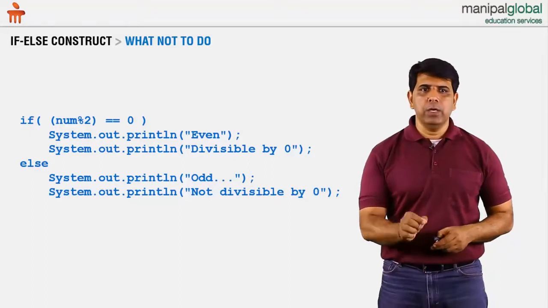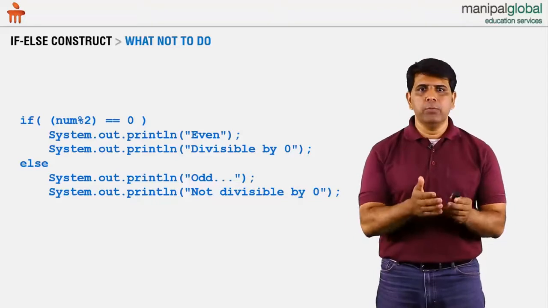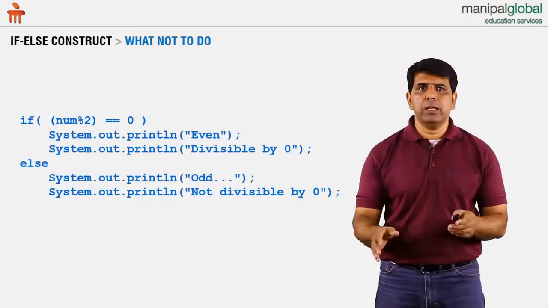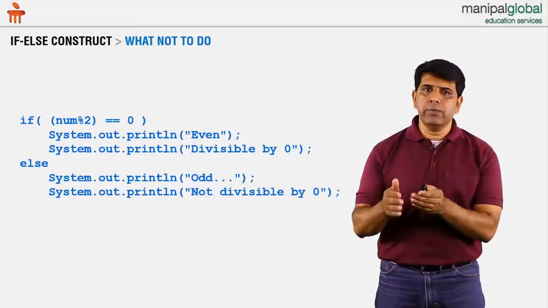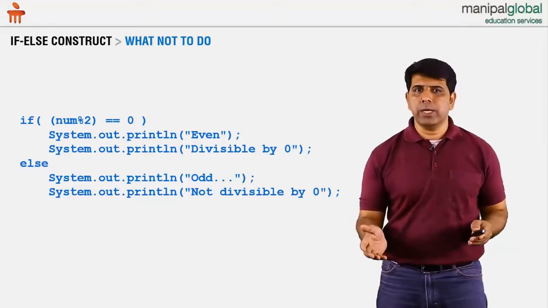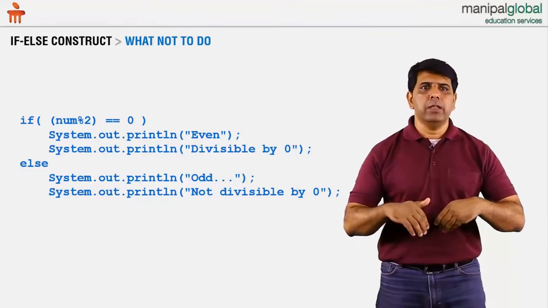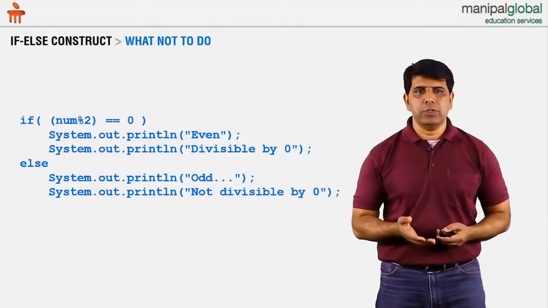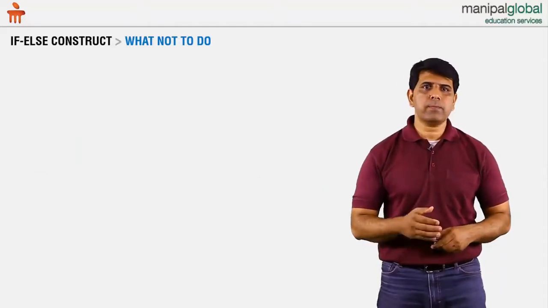And that's because if num modulus 2 is 0, print that it is even. And that's it. The if condition is over. The System.out.println divisible by 0 altogether becomes a new statement, and else has no if construct at all. So this is a compiler error. The compiler won't even allow you to go forward.